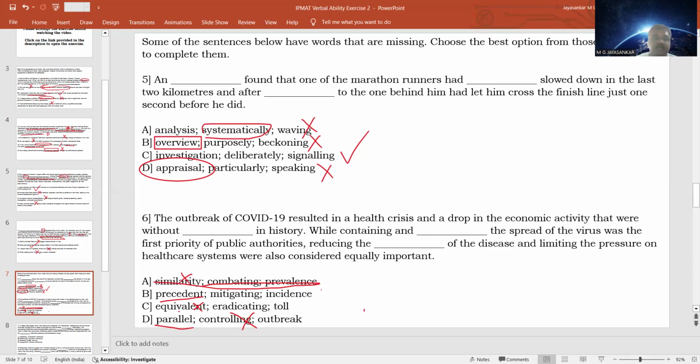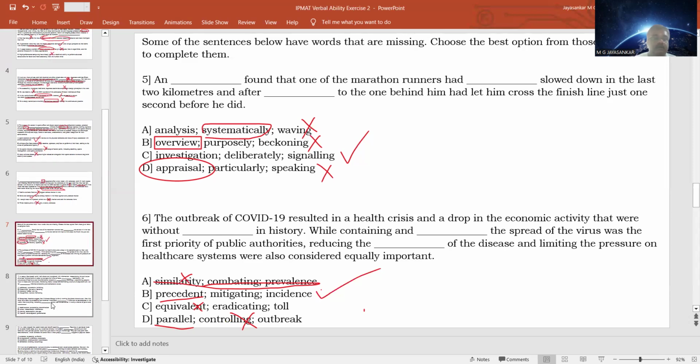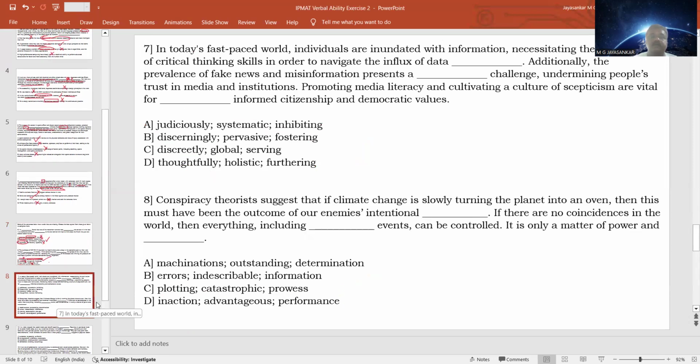Because of similarity and equivalent, A and C are eliminated. Because of controlling, which is a repetition of containing, D is eliminated. So we have B as the correct answer. Okay, go to the next one.